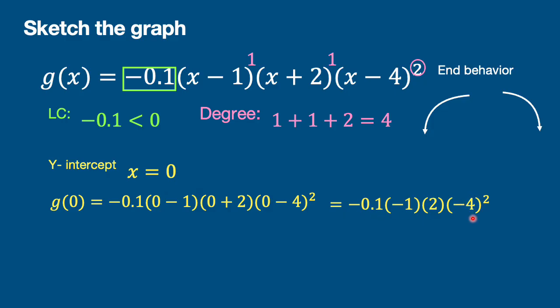This is all multiplication, guys. Negative 0.1 times negative 1 times 2 times 16. Negative times negative is positive. 0.1 times 1 times 2 times 16 is 3.2. So the y-intercept is going to be (0, 3.2). Let's find the x-intercepts with multiplicity.